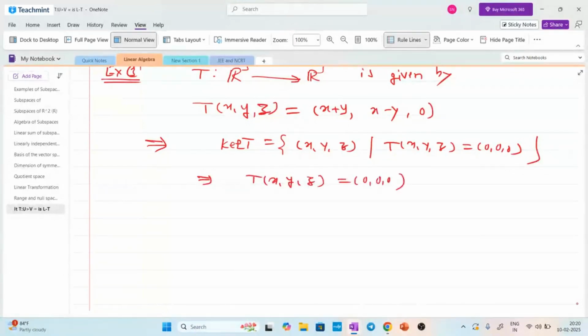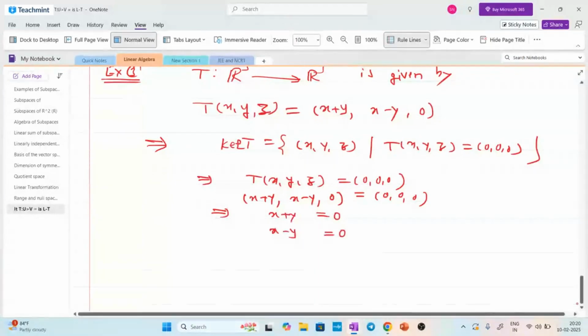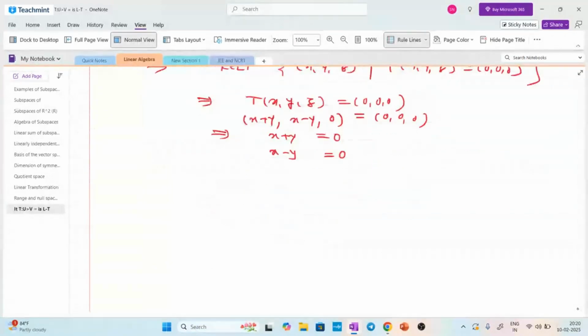Then they have given you what is T? T(x, y, z) = (x plus y, x minus y, 0) is equal to (0, 0, 0). Then first coordinate equals first coordinate, therefore x plus y equals 0. Second, x minus y is equal to 0. Automatically the third coordinate is 0, that is 0 equals 0. That's why we know there is no need to write it here.